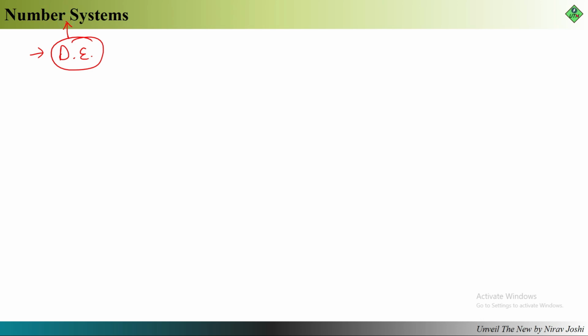Now in daily life, we use numbers for so many different things, for sums, for accounts, for calculation of so many different things, right? The number system that we use in our daily life is basically the decimal number system, that means we use numbers that are 0 to 9.